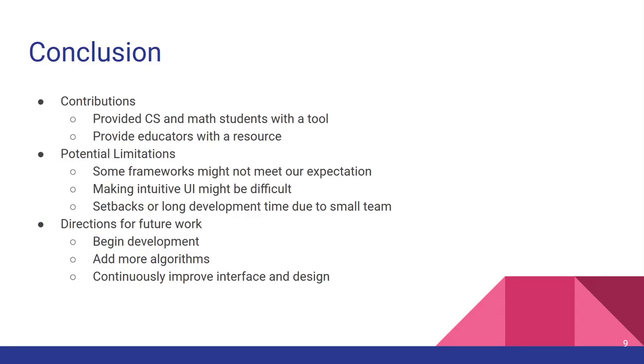And finally, we want to talk about our future work as well. Since we just planned out our blueprint for this project, the first work that we need to do, of course, is to begin the development process. After we have a prototype of what we expected, we will start to add more and more algorithms to our app, and also continuously improve the user interface and the design of our app. And that is all for us.